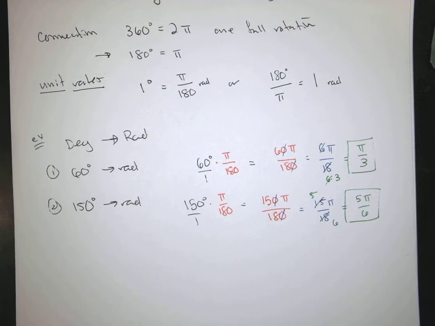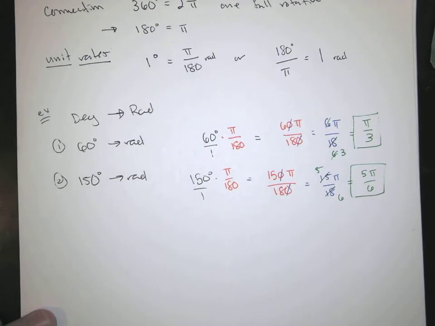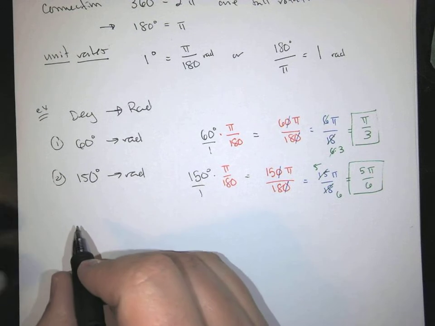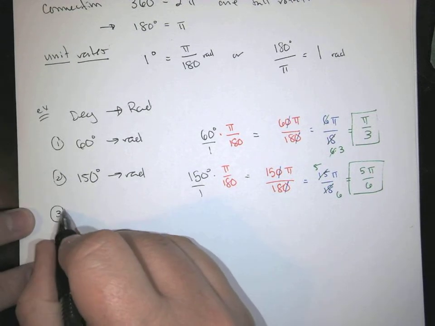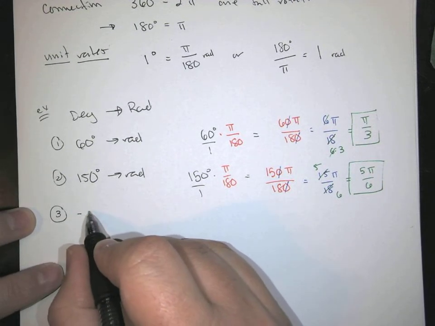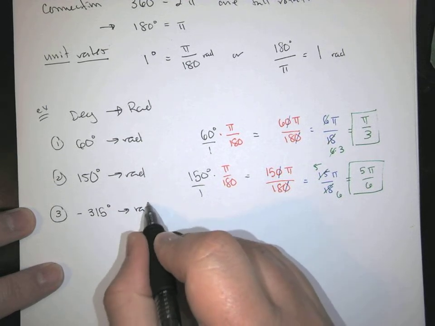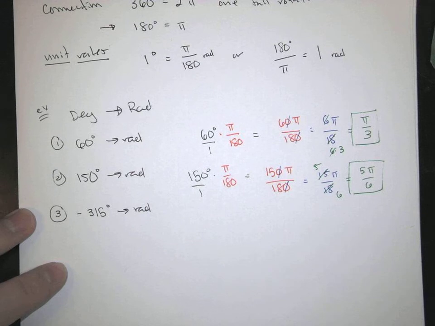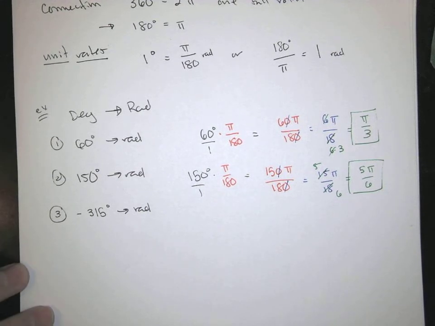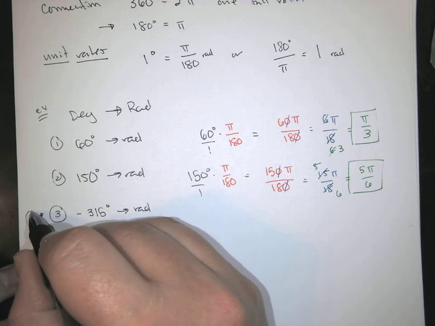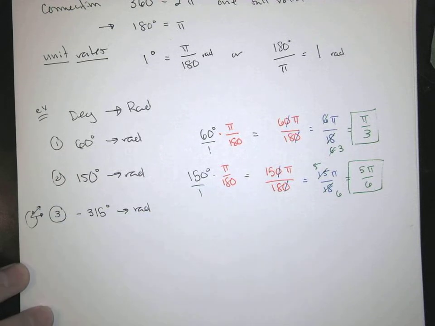So that's another conversion. Let's do one more of these, and let me change 2 things. Let me do one that's a little bit bigger, and I'm also going to do one that's negative. Let's do negative 315 degrees into radians. So this is a negative angle. What that means is we're rotating clockwise, almost all the way around. The picture would look something like that.